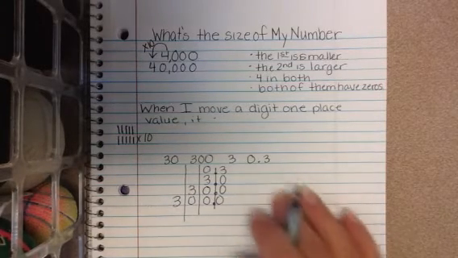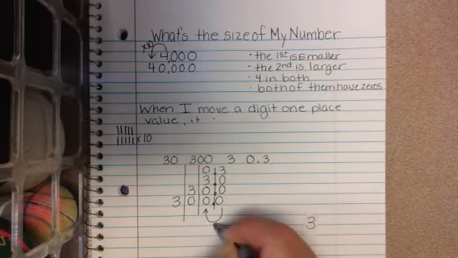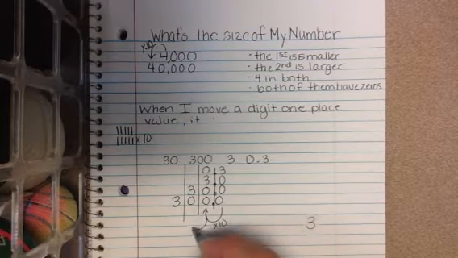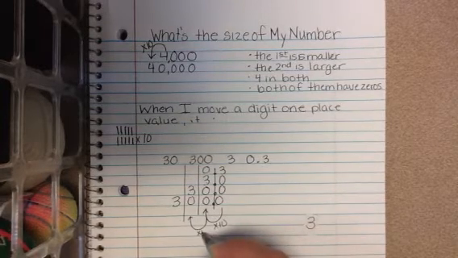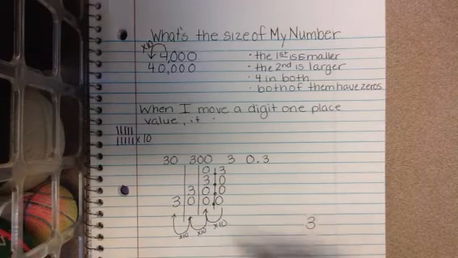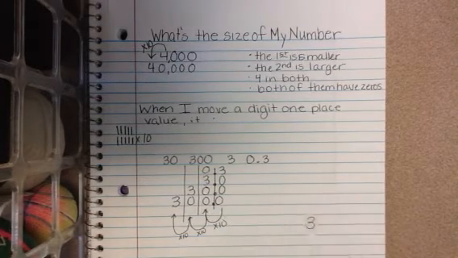So I'm gonna write this. When I moved the 3 to here, I needed 10 times them. Every time I moved the 3 from here and I went there, I needed times 10. We talked about this before with the patterns of 0. So every time I move over, I'm multiplying by 10.